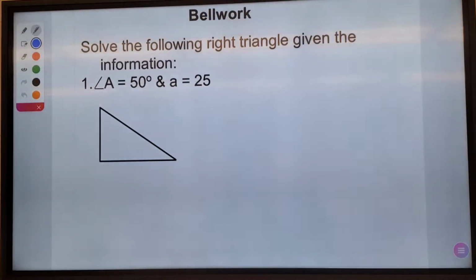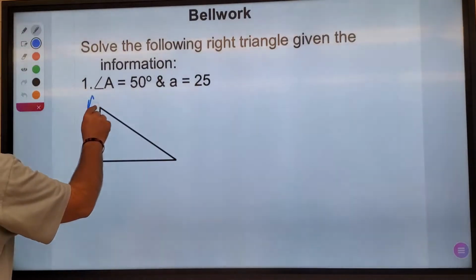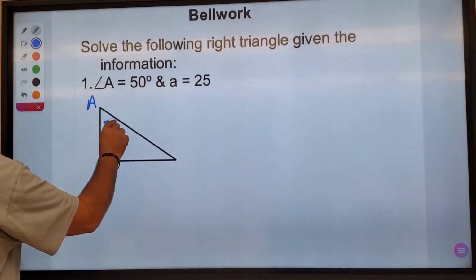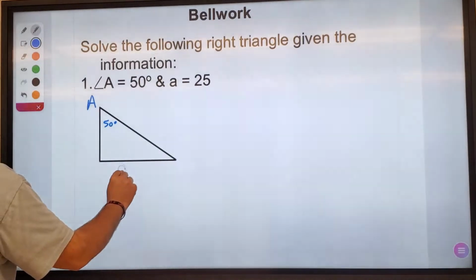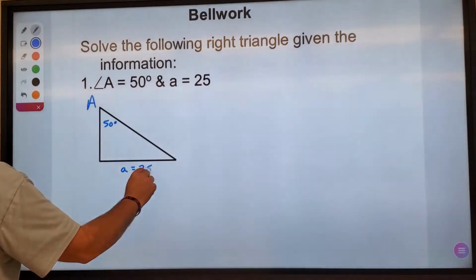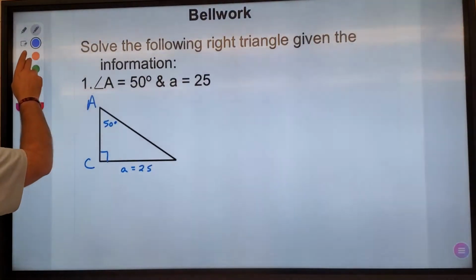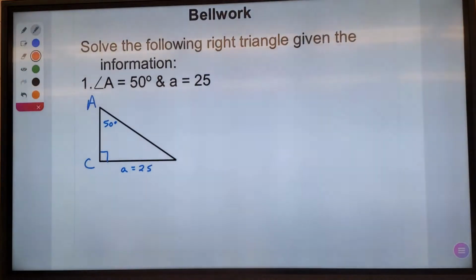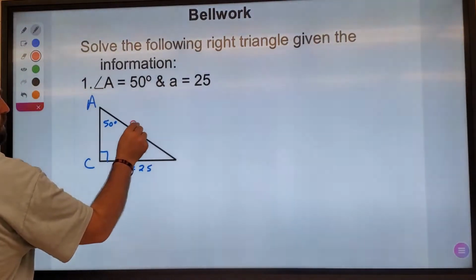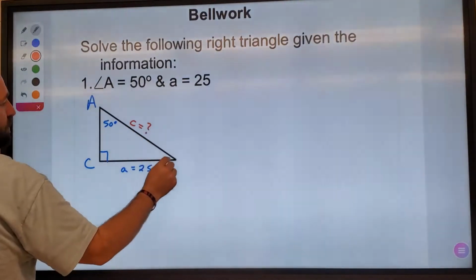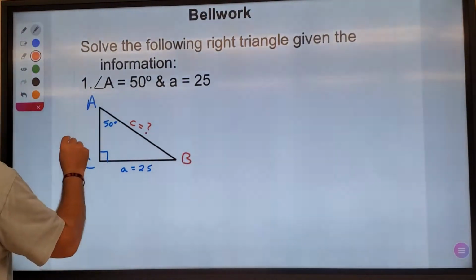So we have angle A is 50 degrees and side A is 25. So again, let's label the triangle. We have angle A up top, 50 degrees. Side A is directly across from that, so side A is 25. And angle C is that right angle. Again, remember, with any right triangle, the right angle is C. Okay, so we are going to find three pieces of information. We need side C, we need angle B, and we need side B.